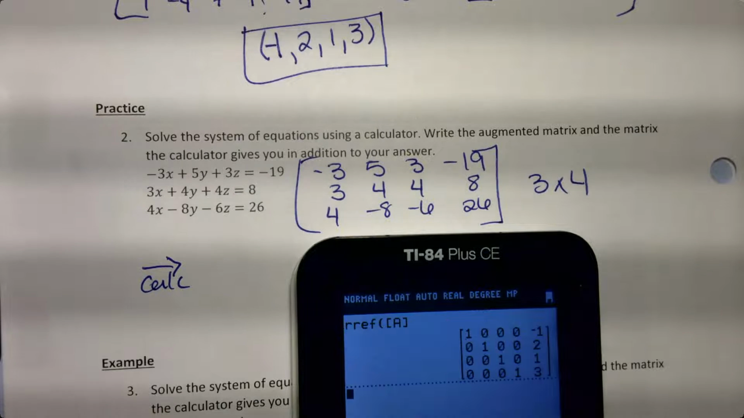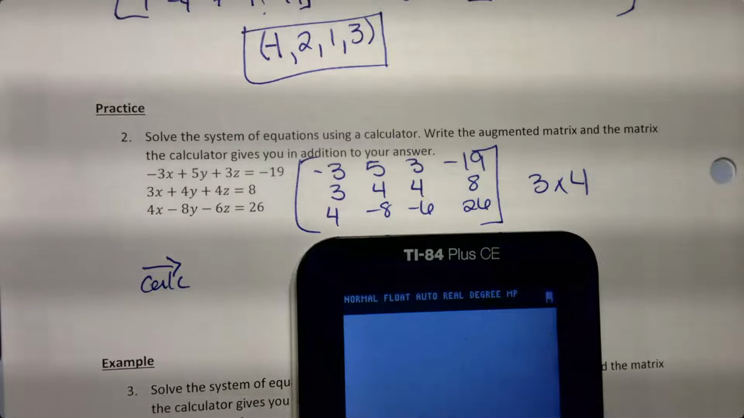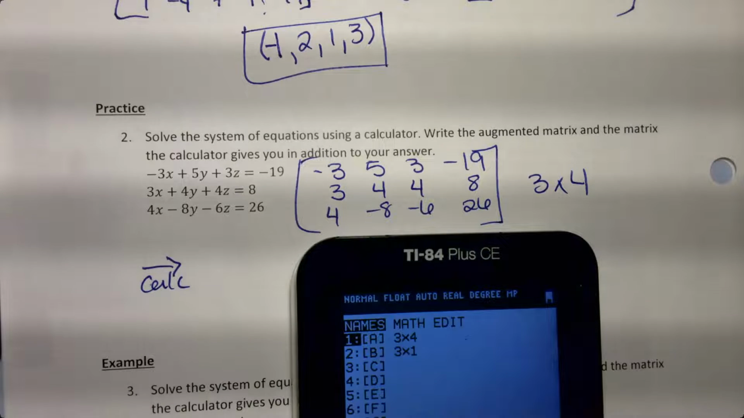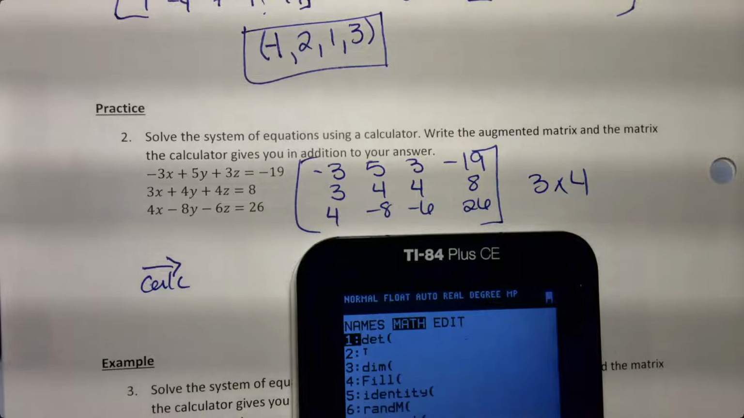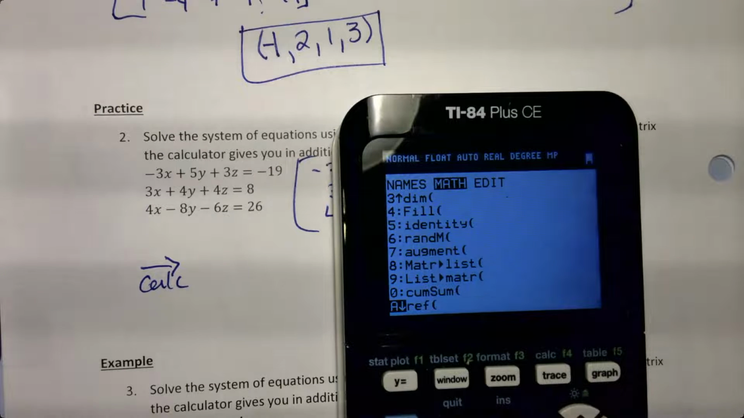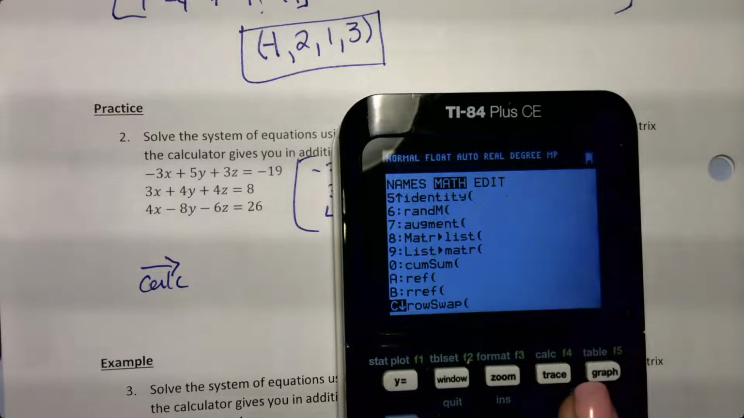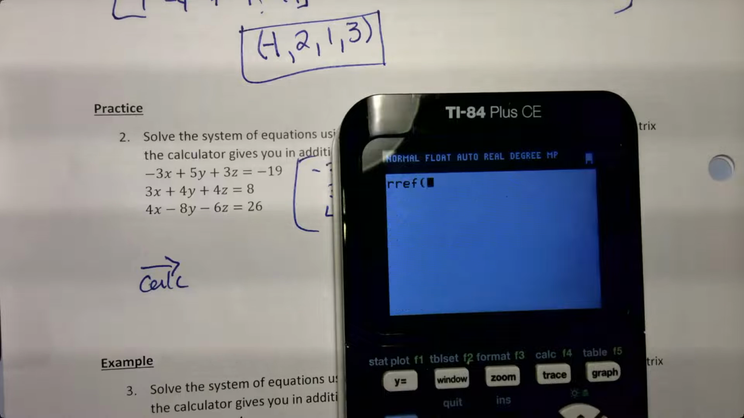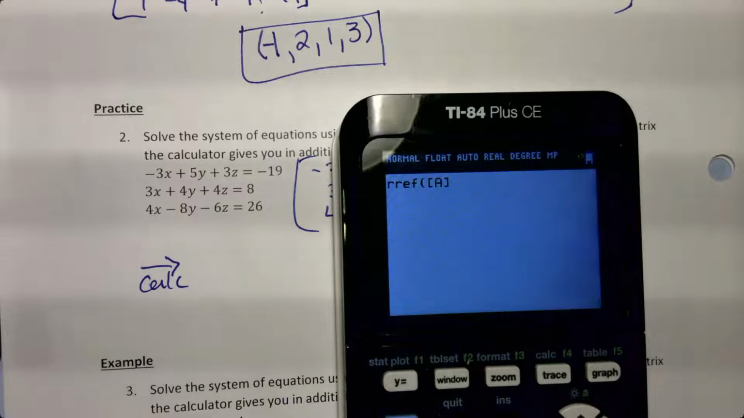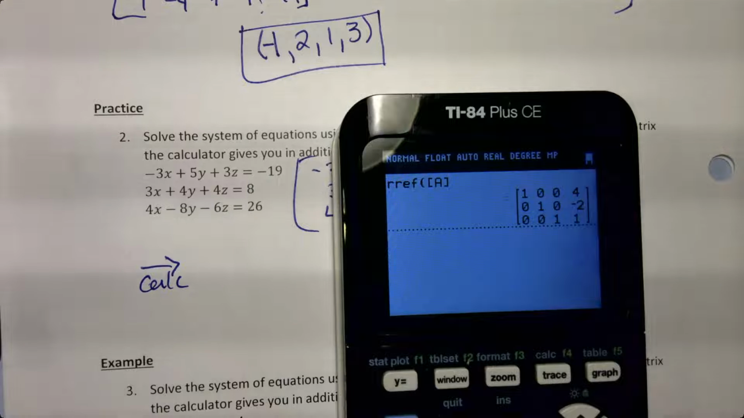I'm going to go back home, so I go second mode. Oh, I should clear off my other matrix. Then I'm going to go second, x inverse, arrow over to the math, scroll down to my choice B. Then I'm going to go second, x inverse, enter to get my first matrix. And then I'm going to copy this down on my paper.